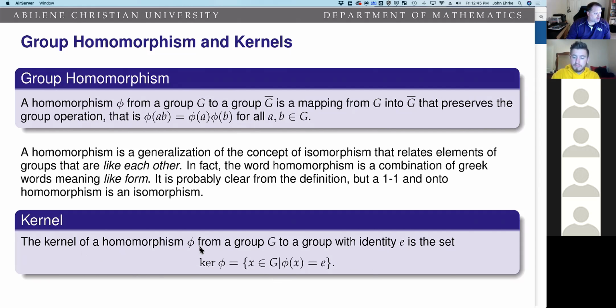So the kernel of a homomorphism from a group G to a group G bar, if you will, where the identity of the group it's mapping to is E, is the set of all elements in the domain that map to the identity in the range. So it's the set of all elements that map to the identity. This is the single most important definition for this next week, because most of the results that we're going to look at together rely on us understanding what a kernel is and the effect it has on a homomorphism, or in some cases an isomorphism.